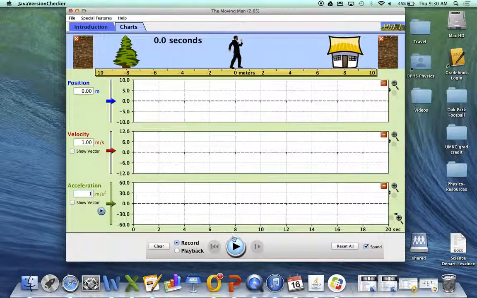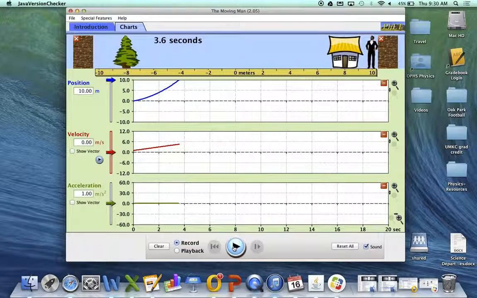So let's see what happens when I hit start. My man is moving, time's going along, it's going slow, but I'm seeing the kind of curve that I want. Good.